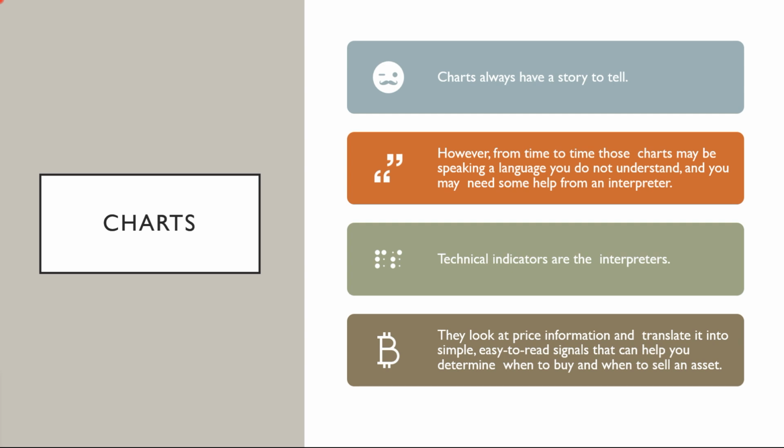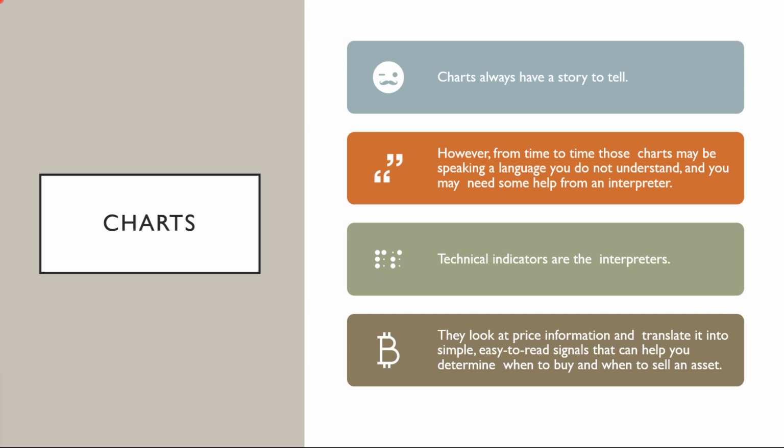Now, charts always have a story to tell. However, from time to time, those charts may be speaking a language you do not understand and you need some help from an interpreter. Technical indicators are that interpreter. They help you interpret price movement or what price is trying to tell you. But ultimately, the first and most important thing is price action and reading price on your charts, not technical indicators.